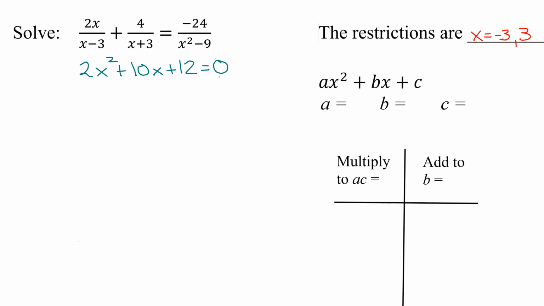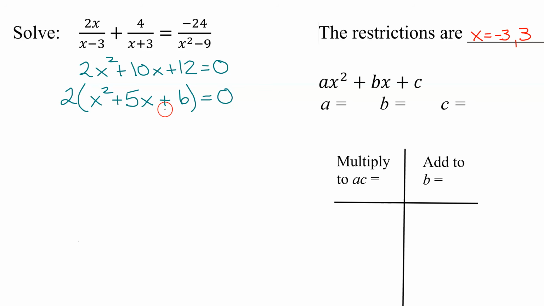The first thing with any factoring problem: is there a greatest common factor? Well, my numbers are 2, 10, and 12, so I can definitely pull a 2 out. They don't all have an x in common, so my GCF is a 2. Pull a 2 out of 2x squared is going to leave x squared. Factor a 2 out of a 10x, it's going to leave plus 5x. And factor a 2 out of a 12 is going to leave plus 6 equals 0.